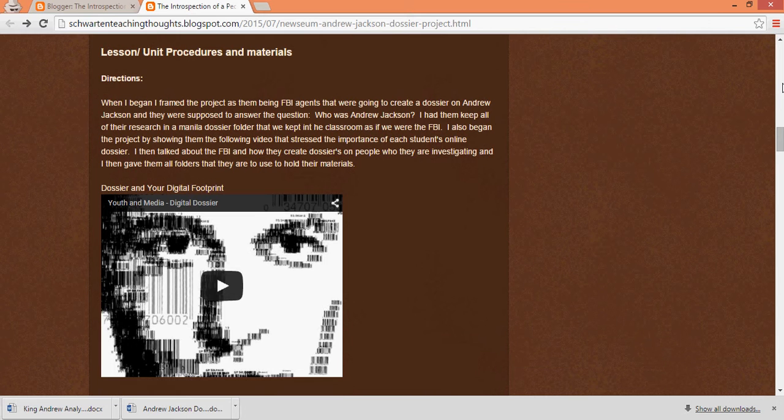For the unit procedures and materials, I basically framed the project as them being FBI agents. I got this idea when I was sitting watching Neil Caffrey and the TV show White Collar. And they were talking about dossiers nonstop on one episode, and I was like, wouldn't it be fun to just make dossiers about historical figures?